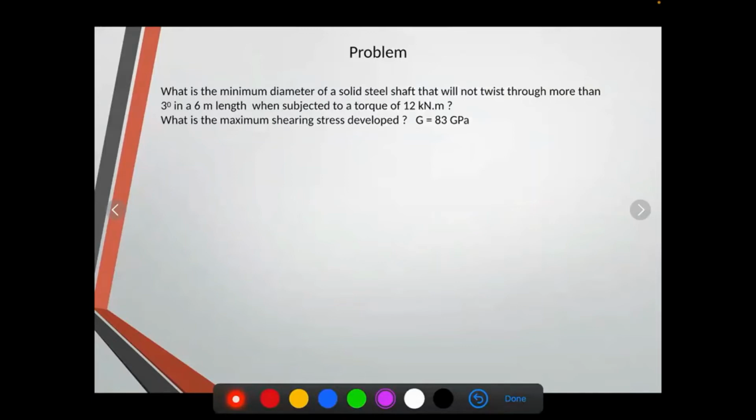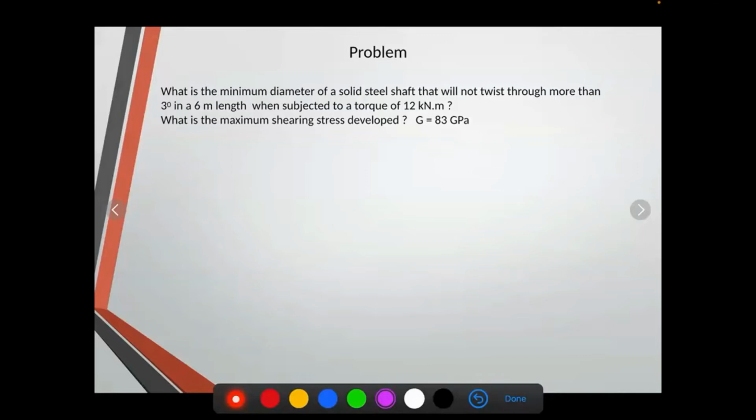And then, next naman, what is the minimum diameter of a solid steel shaft that will not twist through more than 3 degrees in a 6-meter length when subjected to a torque of 12 kilonewton meter? So what is the maximum shearing stress developed if your G is equal to 83 gigapascal? So, unang tanong is the minimum diameter of the steel shaft, no, considering the angle of twist.